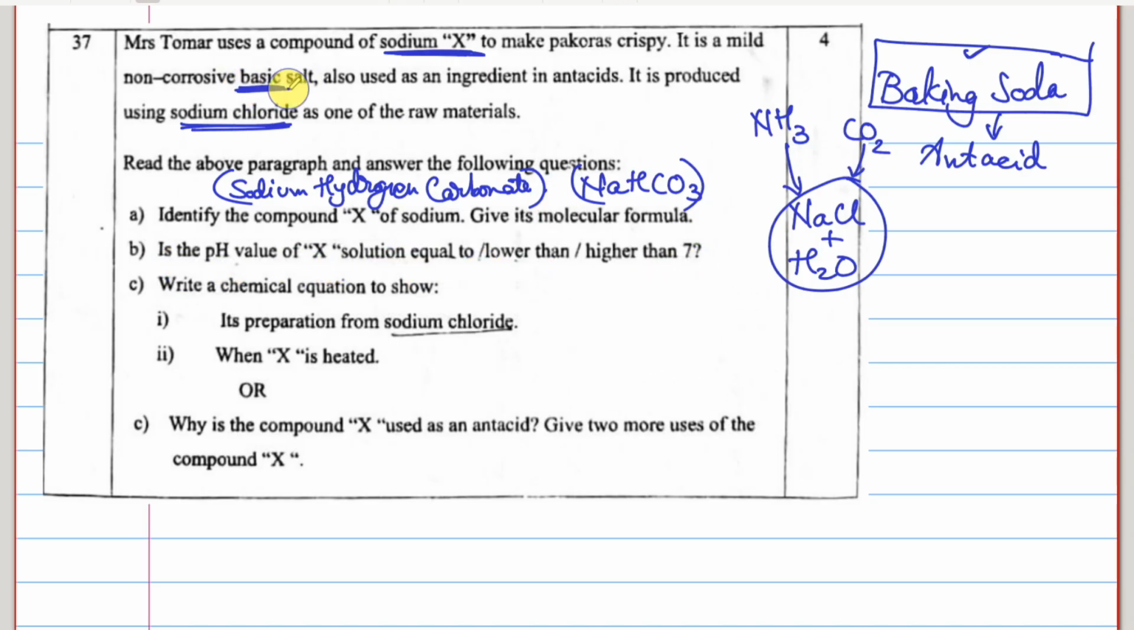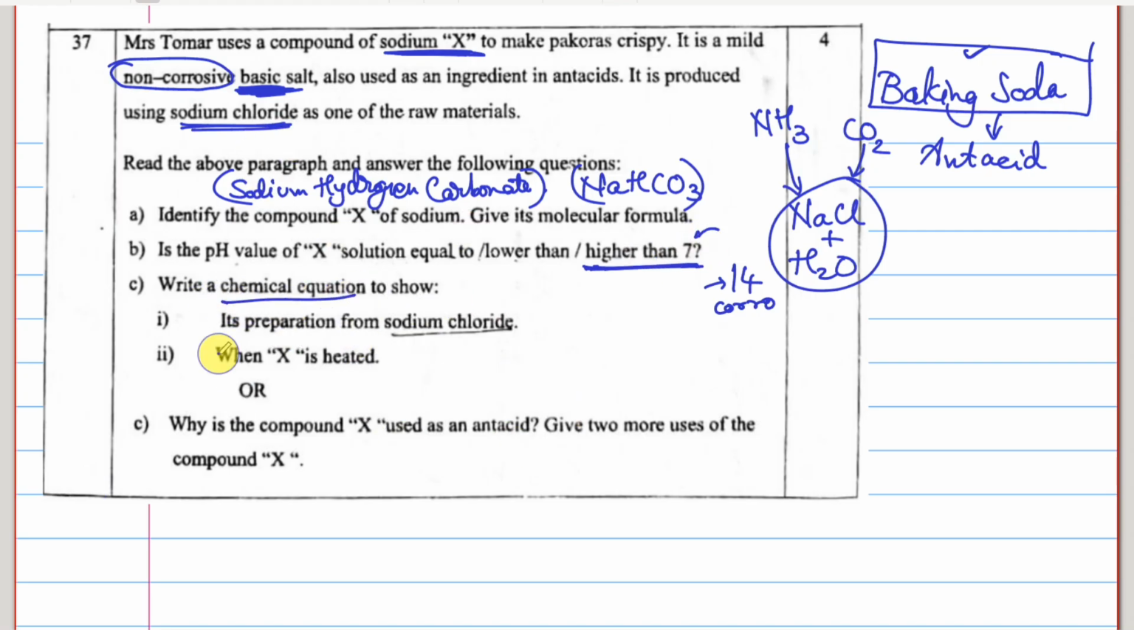Next, is the pH value of X solution equal to, lower than, or higher than 7? They have given us that it is a basic salt. So its pH value will be slightly higher than 7. It is non-corrosive. If it is closer to 14, then it becomes corrosive. Because it is slightly higher than 7, nearer to 7, it is non-corrosive, but it is basic.